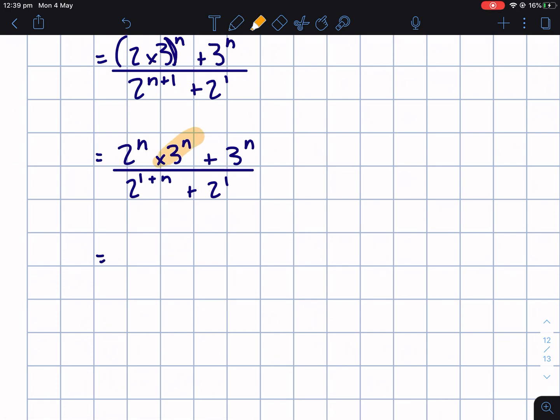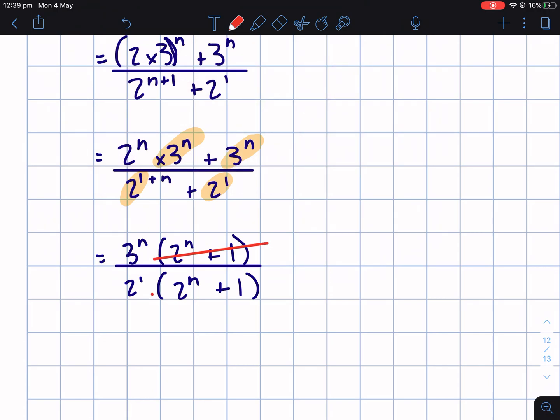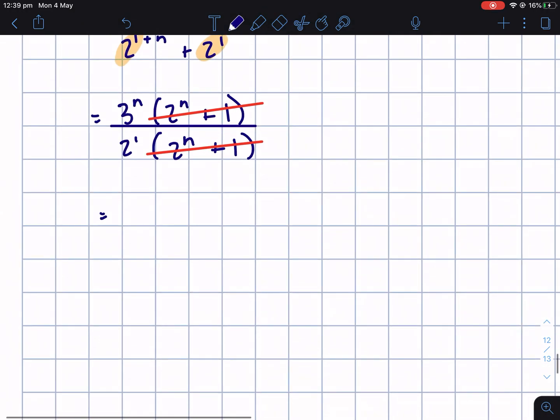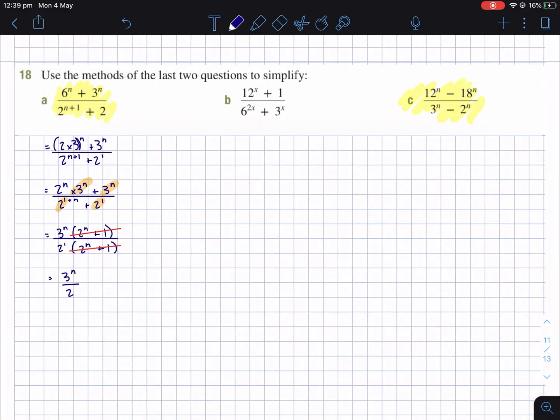What's common in the top line? 3 to the n. So I've got 3 to the n outside of 2 to the n plus 1. And on the bottom line, what's common? 2 to the 1. 2 to the 1 outside of 2 to the n plus 1. See what gets cancelled out? These. So this comes out as the same as 3 to the n over 2 to the 1, which is 3 to the n over 2. That's pretty cool. I like it when they do something like that.